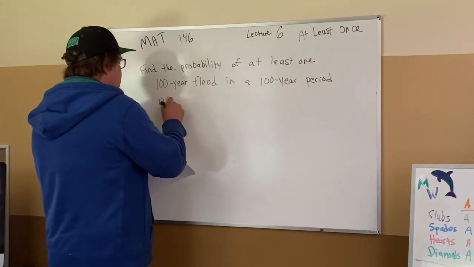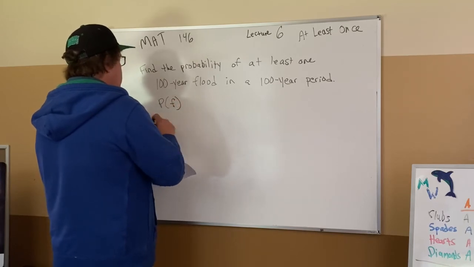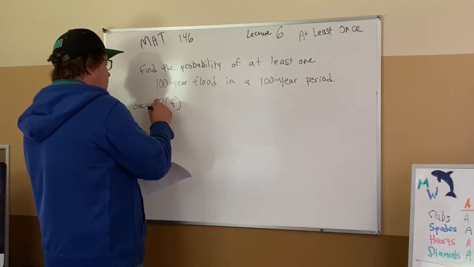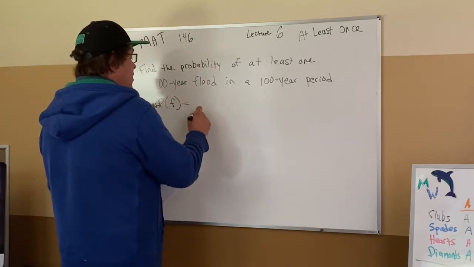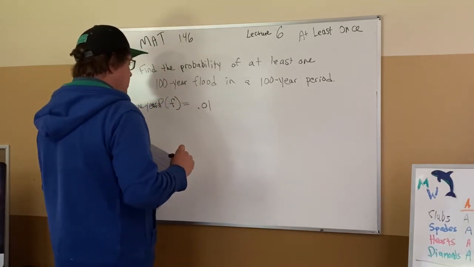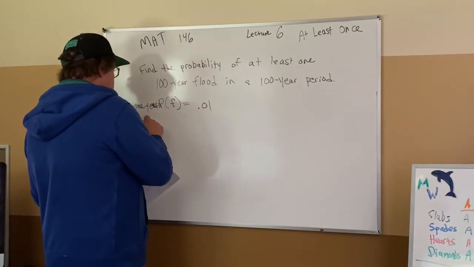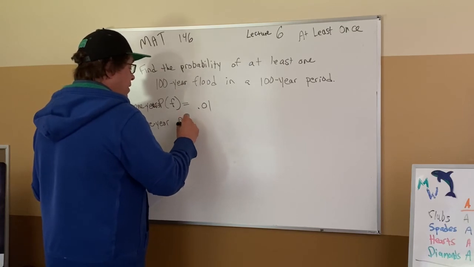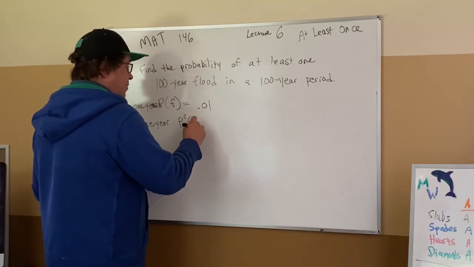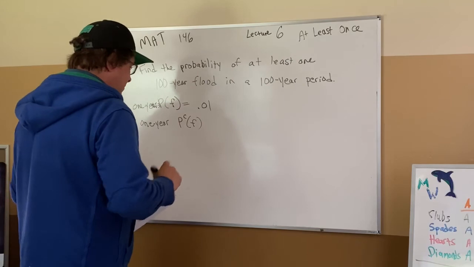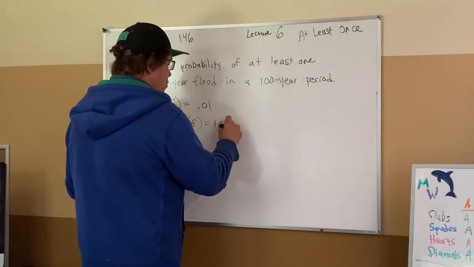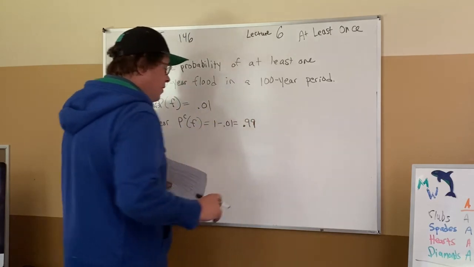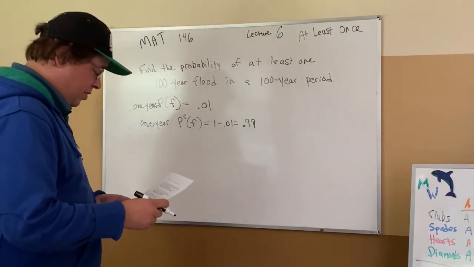So the probability of having a flood in 1 year, probability of a flood is 0.01. The complement of a 1 year flood, right? Is 1 minus 0.01. So it's 99% chance you won't have a flood in any particular year. Just distributing them randomly.